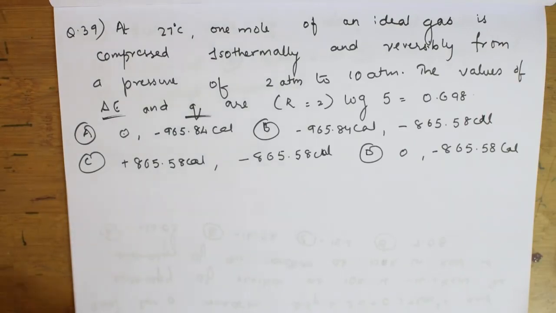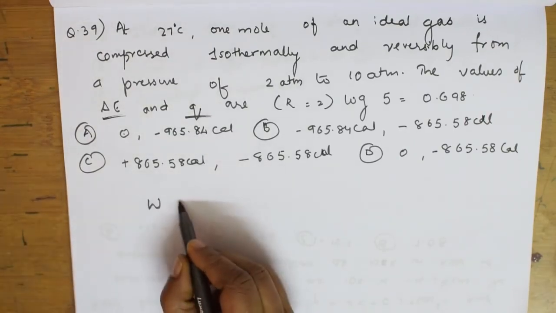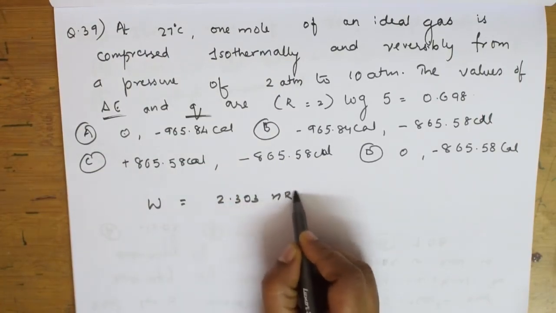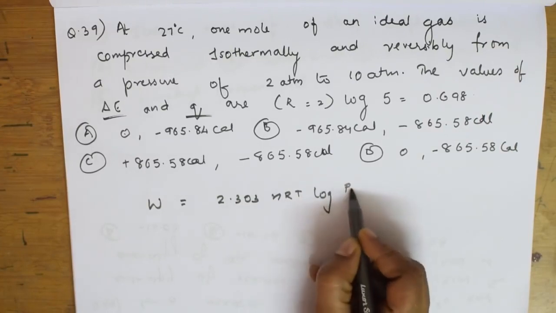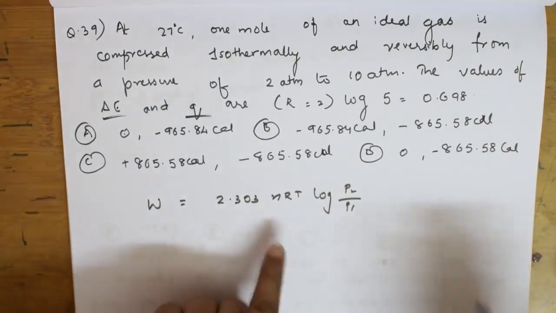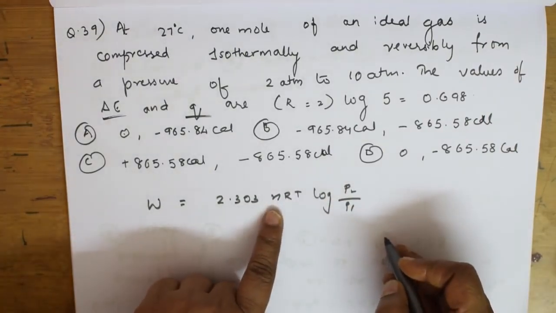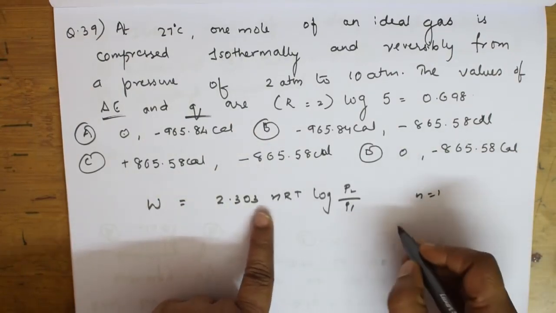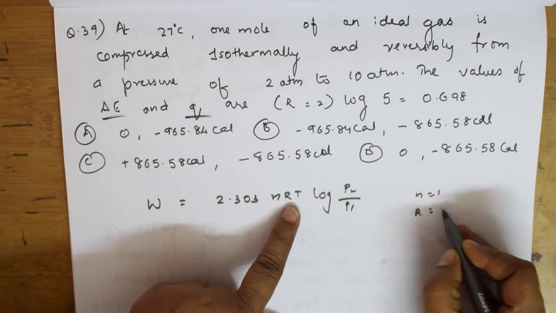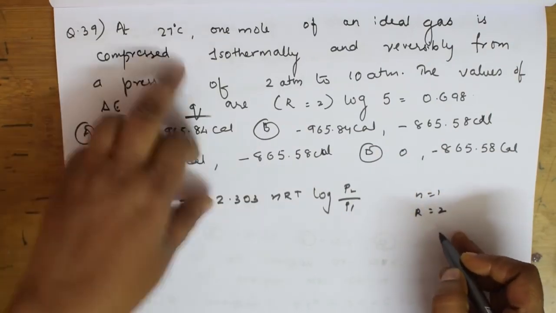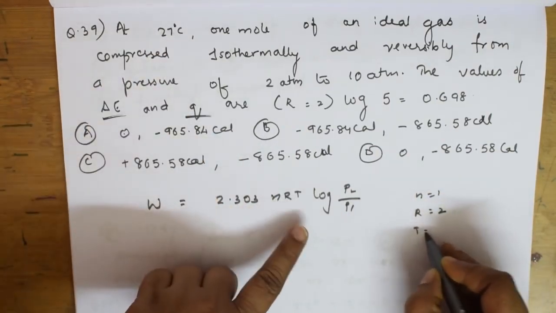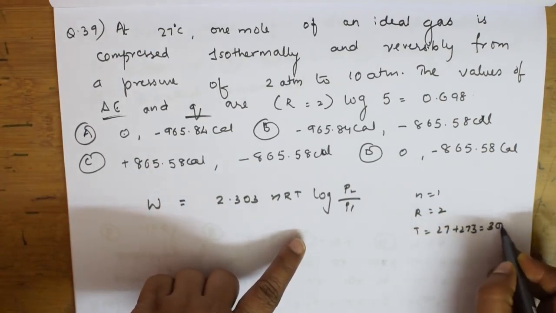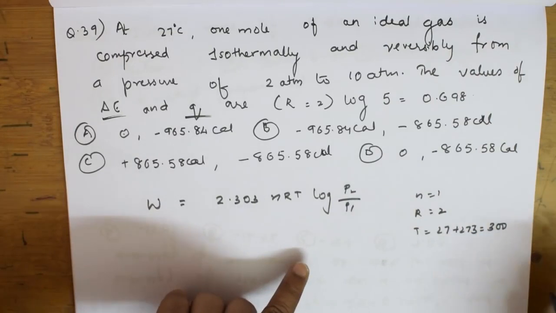So basically a gas is compressed. Here let us see the work done. What is the formula? W = 2.303 nRT log P2 by P1. Here what is the n value? Nothing is given about the gas, so 1, ideal gas they said. R value is 2. How much is the temperature? 27 degrees, so 27 plus 273 comes to 300 Kelvin.